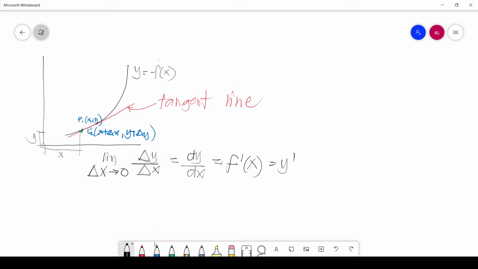By the way, in dy over dx, our y is the dependent variable, where x is our independent variable. Other letters in the function are considered constants. Okay? So you can just comment your questions on the live chat box. So let's try to have an example.